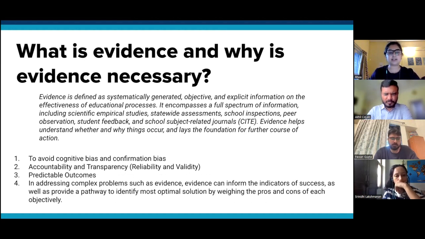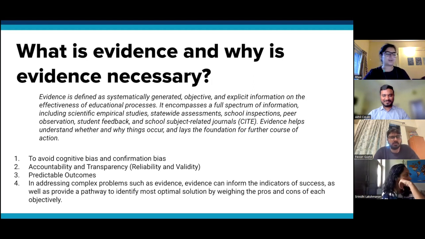And the last one, in addressing complex problems, evidence can inform the indicators of success. It can also provide a pathway to identify the most optimal solution by weighing the pros and cons of each objective. Right? Sure, you were able to achieve your outcomes from your program, but is there a better, more efficient way of doing this? These were some of the few things that we're coming up with in secondary research. This is obviously not the end all be all of this, but I just wanted to share a snippet from what we're also finding in doing research apart from this learning community. When that paper is out, Akhil will make sure to post it on our discussion board.